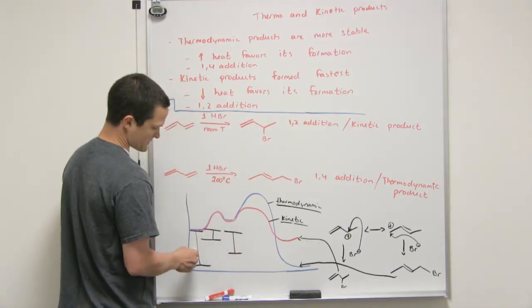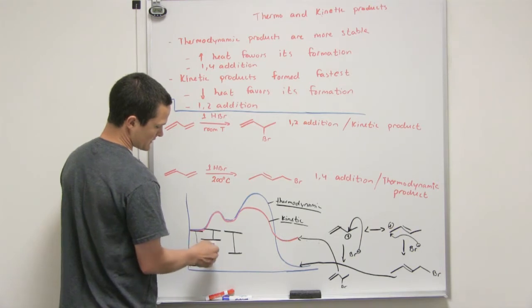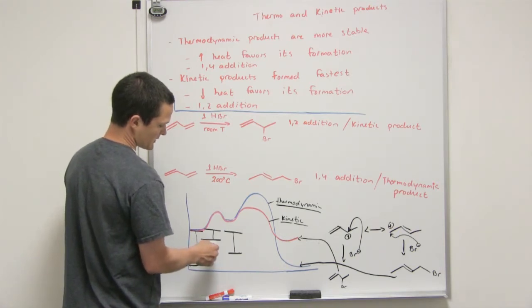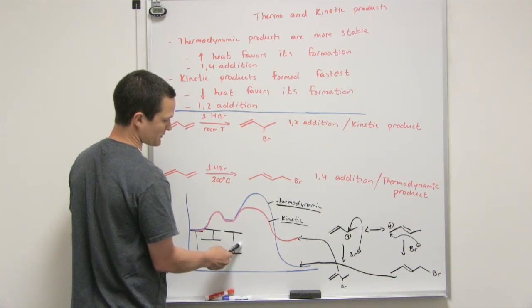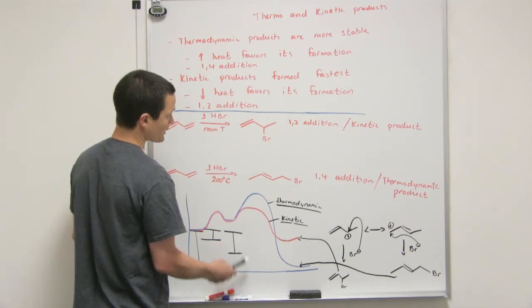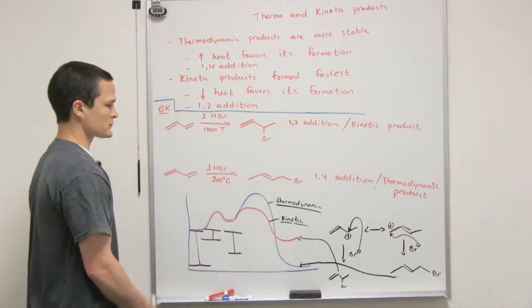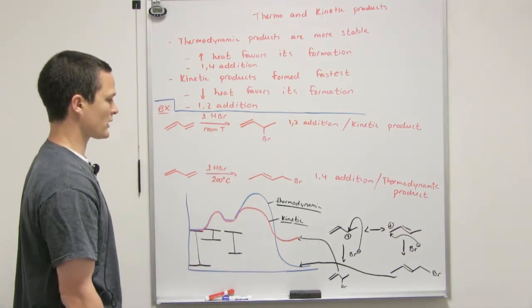This delta G represents the thermodynamic product. This delta G represents the kinetic product, and this delta G is the amount of energy provided by the heat in the system. So based on these different ideas, we can control and predict which product we're going to get.